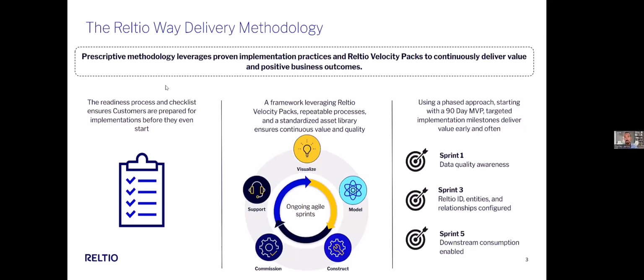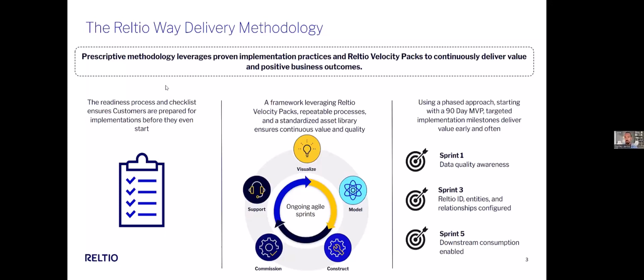Lastly, within that, we use the phased approach. This is comprised of three milestones, with sprint 1 being data quality. So we want to get data in as quickly as we can to give you an output, feel, and read on what the quality of that data is. And that's in about 30 days. We'll try to go even quicker.